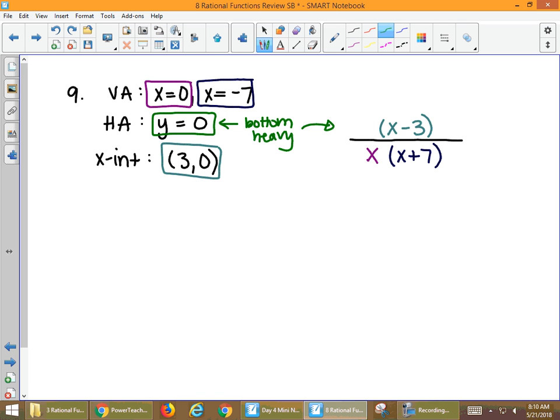You could add whatever coefficients you wanted. You could put a 4 in front of the numerator or in front of the x in the denominator, and it would not change that that's bottom heavy and that you have your horizontal asymptote at y equals 0.